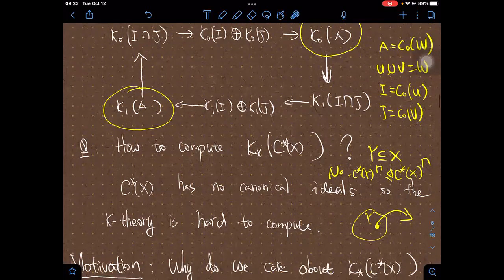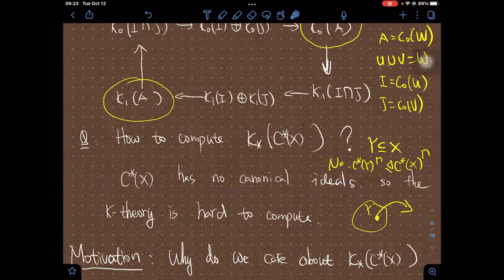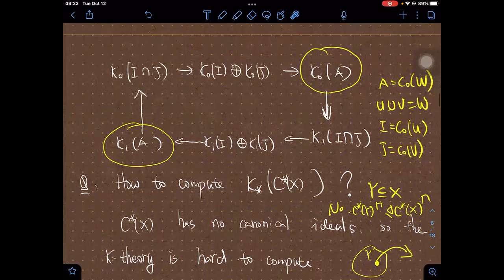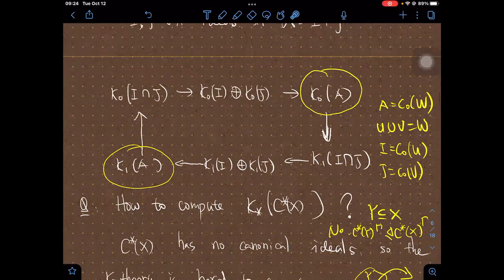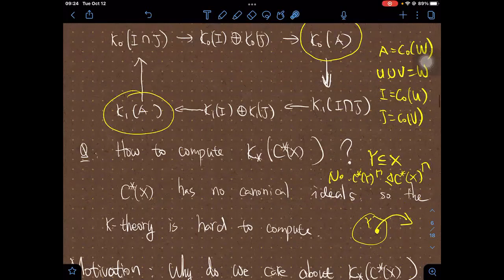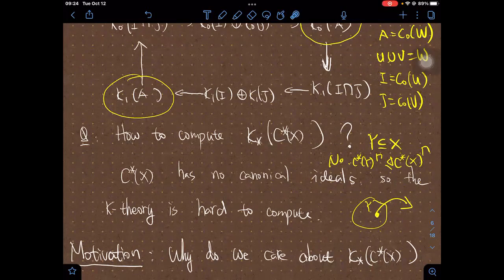And if we come back to the question we raised earlier: how do we compute the K-theory of the Roe algebra? The problem you may notice here is that if you want to use the Mayer-Vietoris sequence, you definitely need some ideals. From this example, if you want to understand some space, you need to understand the building blocks of the space, right? And each building block corresponds to an ideal. But the question is a subspace: if you define the Roe algebra for the subspace, it's not an ideal.